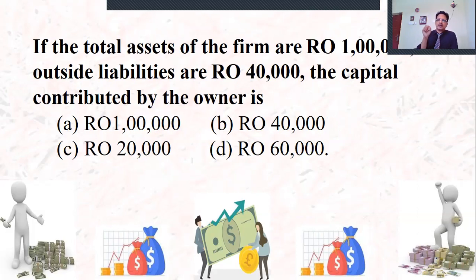The basic accounting equation: asset is equal to liabilities plus equity. And you can make two more equations from there. Equity is equal to asset minus liabilities, and liability is equal to asset minus equity. So we are applying the second one. Equity is equal to asset minus liabilities. So asset is 100,000, liability is 40,000. So 100,000 minus 40,000 is equal to 60,000, and option D is the correct answer. This is an almost normal LOT type question.